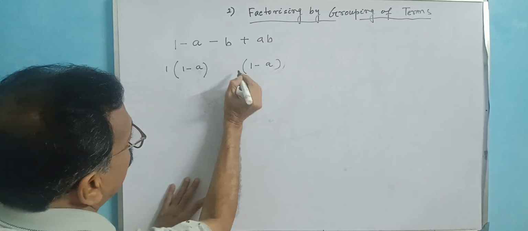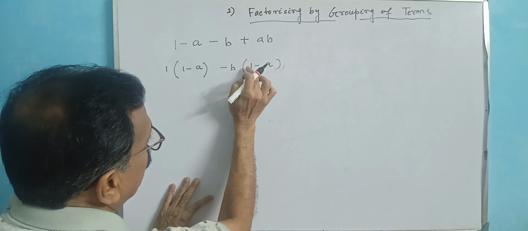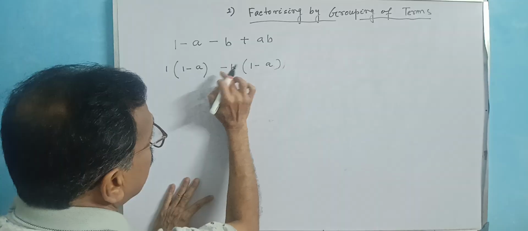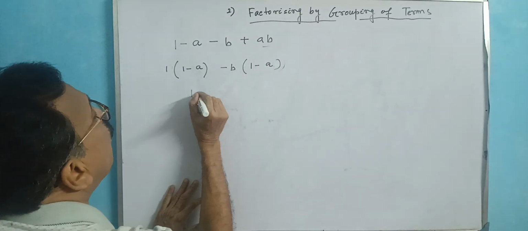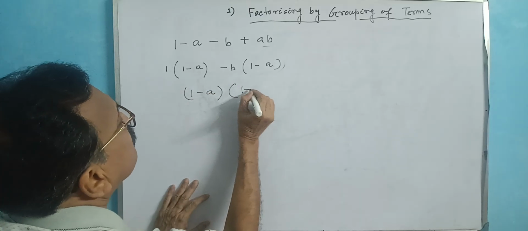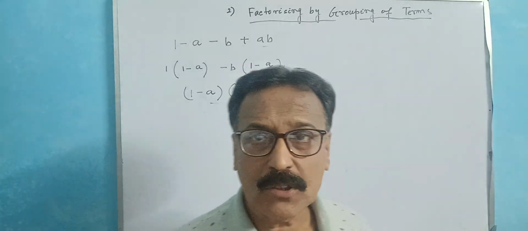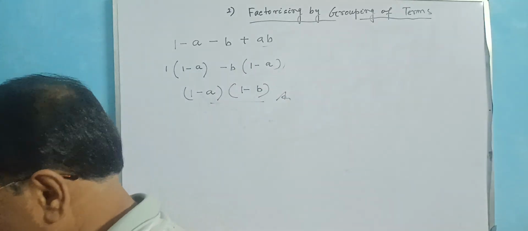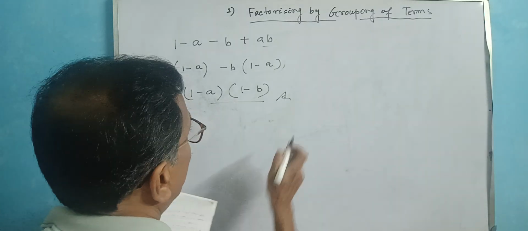So what is the common? Actually minus b. If you multiply this, minus b plus what? Minus minus plus ab is coming. So what is the further common? 1 minus a, this is 1 minus b. Okay, so this is the process. No problem at all. Now the next sum.